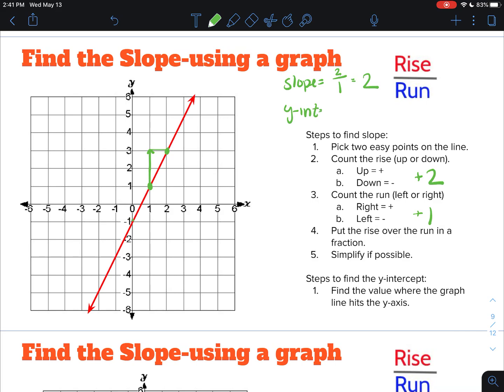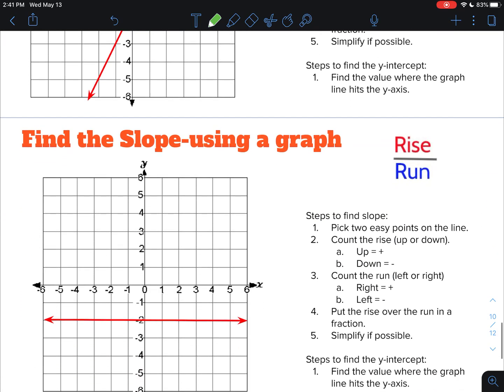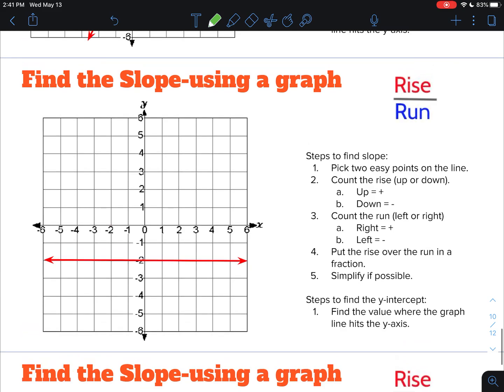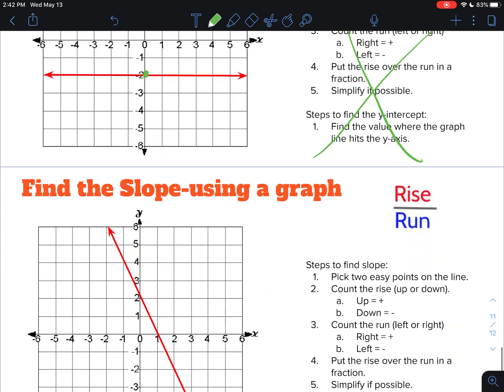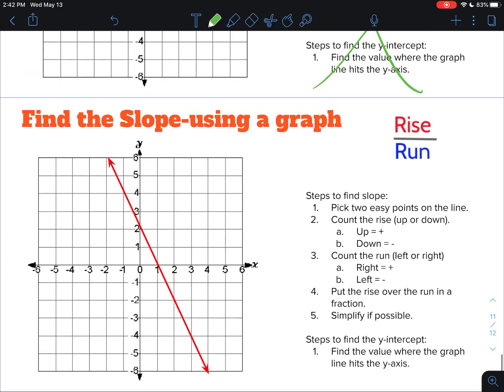And then where does the red line hit the y-axis? Oh, hits it at -1. Okay. Ooh, flat one. So you don't even need to do this. This has a slope of 0. What is the y-intercept though? Hits it at -2. So slope of 0, y-intercept of -2.